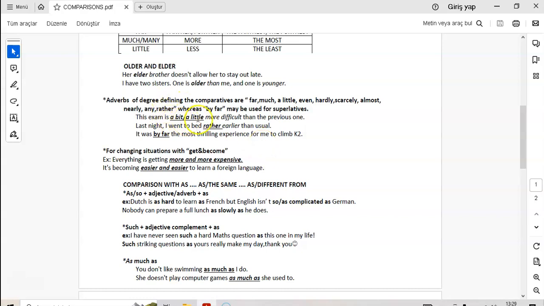And so, as you see here, as it is the comparative form more difficult, then we can use a bit, a little, even, far, much, rather, etc. But here in the superlative form, how do you understand? Because we have the most thrilling experience, we use by far.